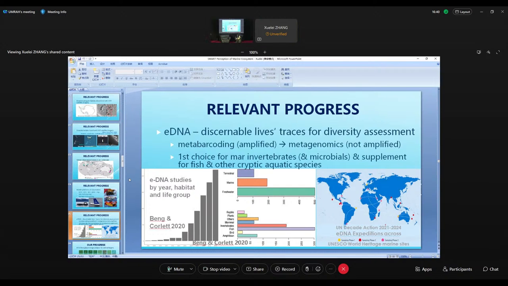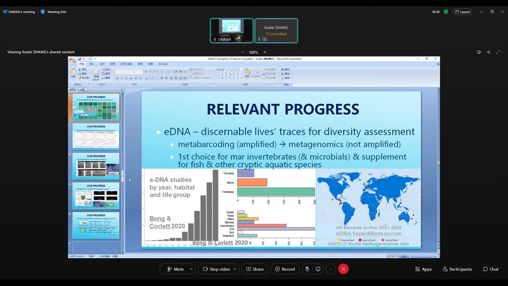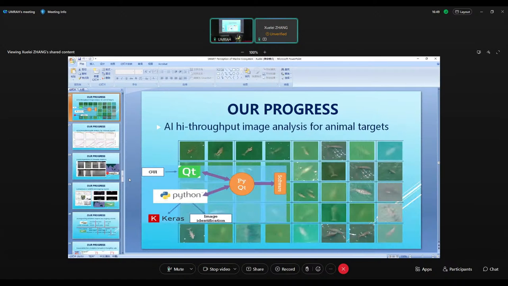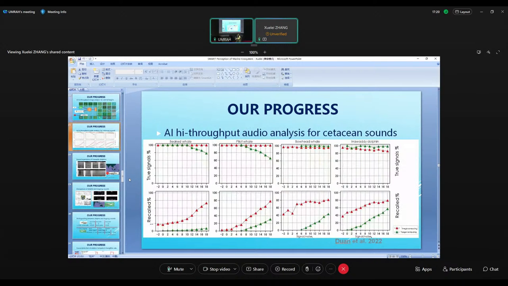And next, I'll just present some brief review of the progress we made. Firstly, we have developed AI high-throughput image analysis for animal targets, and also we developed high-throughput audio analysis for cetacean sound to assist our acoustic study. This is just our discovery of the sound receptors of the yellow-bodied dolphins that live in our region.